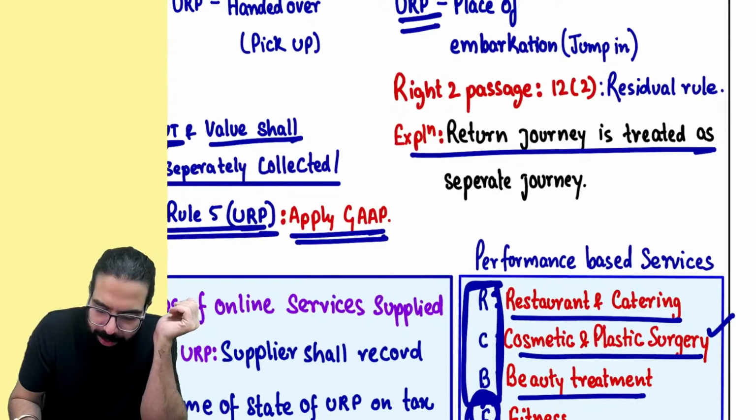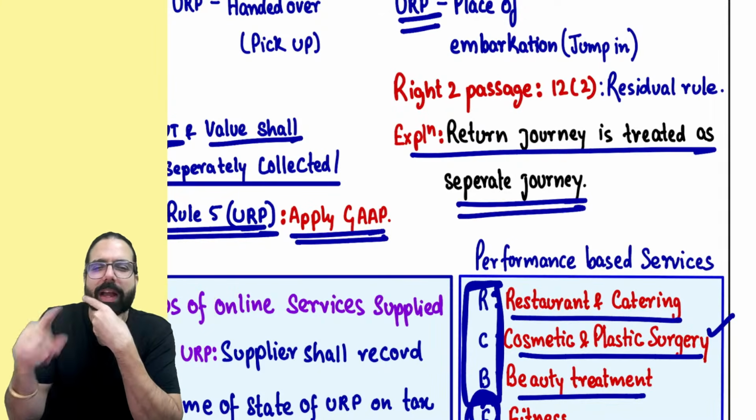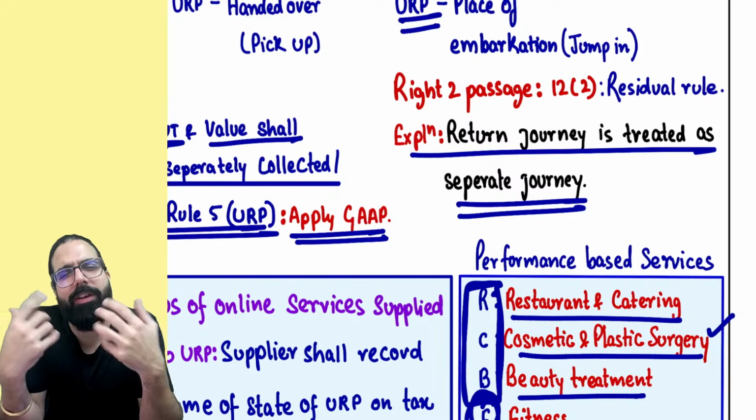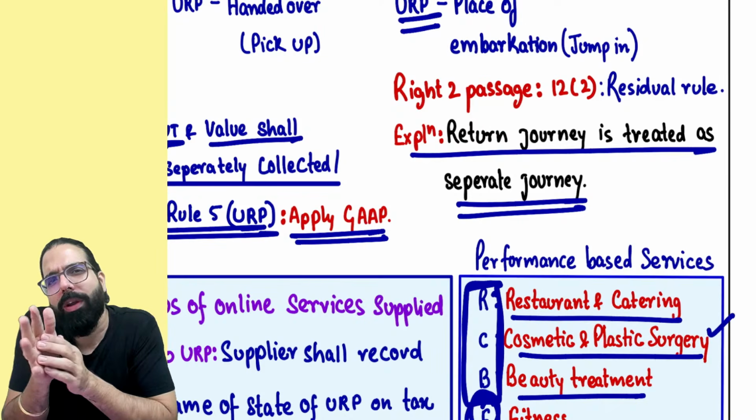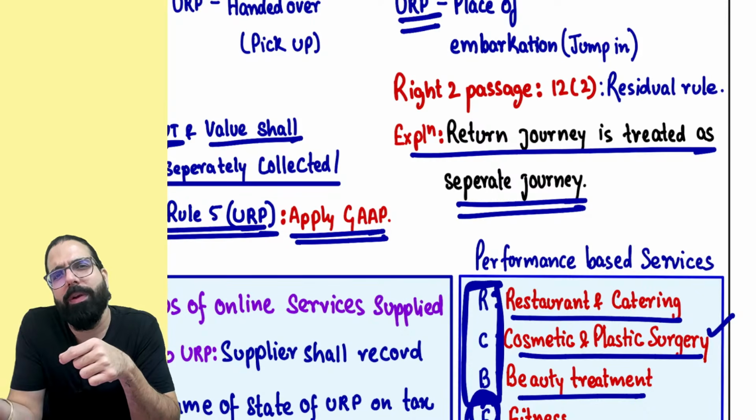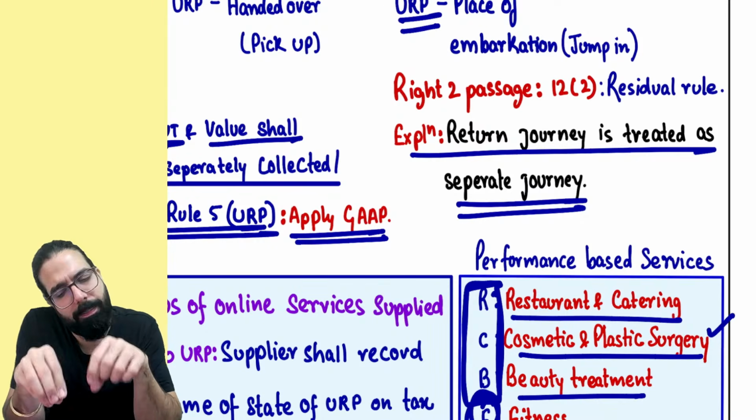Always remember, going and coming are two separate journeys. Okay, you tell me one thing. I want to ask you guys one question. I am going from Karnataka to Delhi, Delhi to Karnataka. I am a registered person. What is the place of supply according to the flight company when they bill me? If I am registered in Karnataka, going from Karnataka to Delhi and coming back from Delhi to Karnataka, the place of supply is Karnataka.